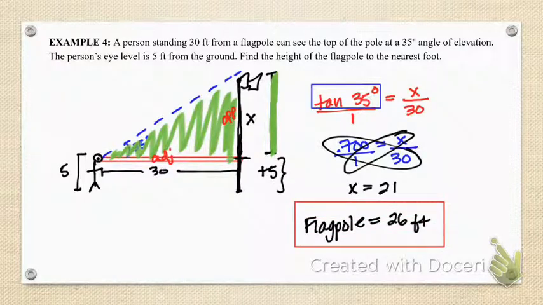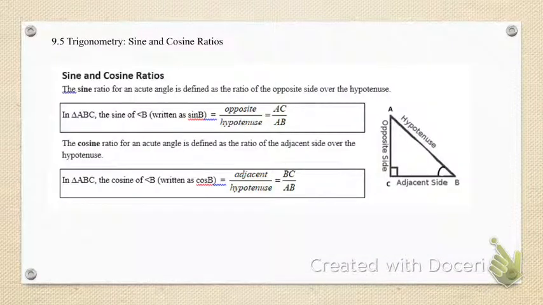All right, next. So in addition to the tangent ratio, which compares the adjacent and the opposite side, we also have two other ratios called the sine and the cosine ratio. The sine is the opposite side compared to the hypotenuse, and the cosine is the adjacent side compared to the hypotenuse.